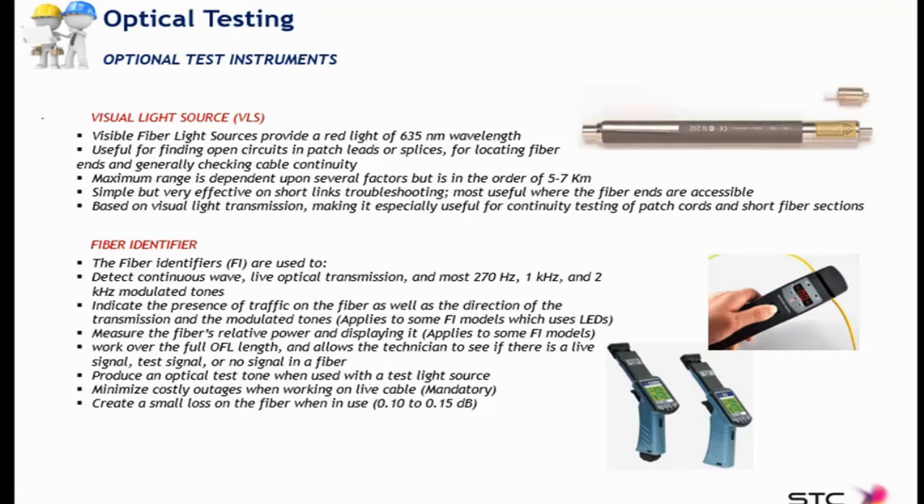The fiber identifier shown on the slide is another instrument providing similar functions as the visual light source. The way it operates is slightly different, but the functionality is pretty much the same. These instruments have some additional features like detecting 270 Hz, 1 kHz and 2 kHz modulated tones. They can indicate the presence of traffic on the fiber as well as the direction of the transmission. The way they work is that they pinch the fiber, as you can see on the photo, so they introduce a slight attenuation of 0.15 dB.